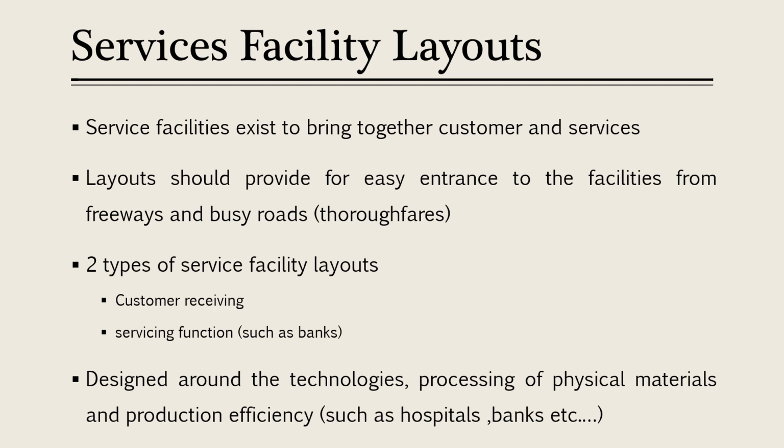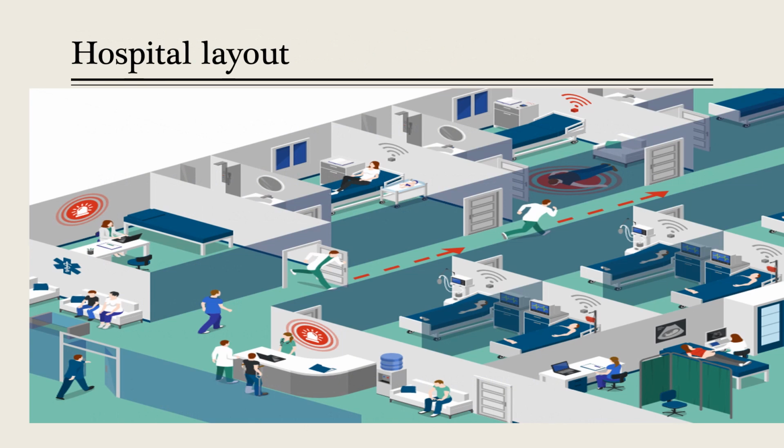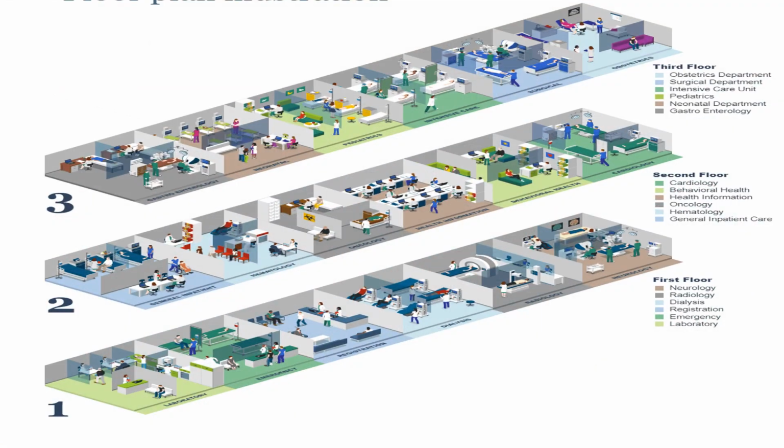It is designed around the technologies, processing of physical materials, and production efficiency, such as in hospitals. So in hospitals, you can see different processing of physical materials and production efficiency. You can see different flows have different categories, and these are combined together to provide a better service for the customers.